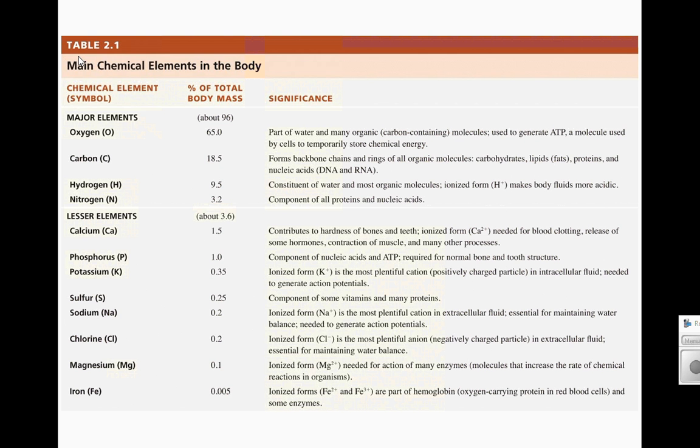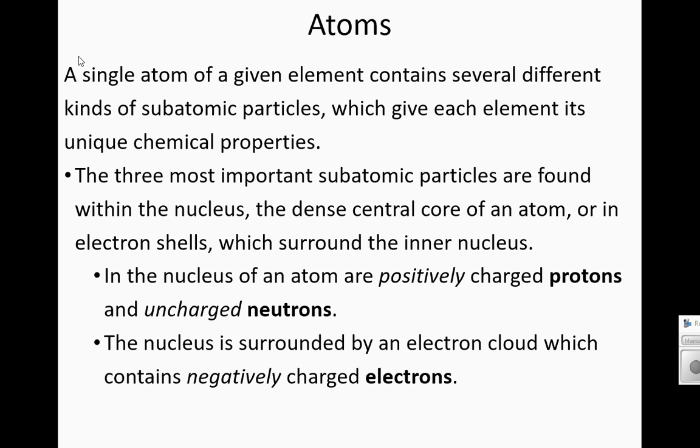And they're not even listed in this table, 2.1. The table is from your textbook. I don't expect you to worry about knowing this table or anything like that. It's nice because it shows you those 4 majors and then the lessers. It gives you their abbreviation. It gives you their percent of total body mass, which is pretty cool. And then their significance. But that's not something I'm going to specifically ask you to know for the test. Let's get back and talk more about atoms.